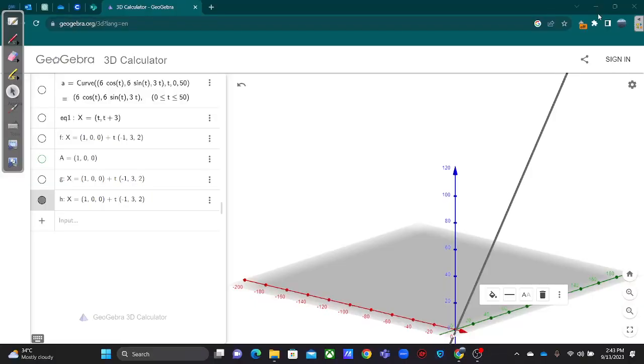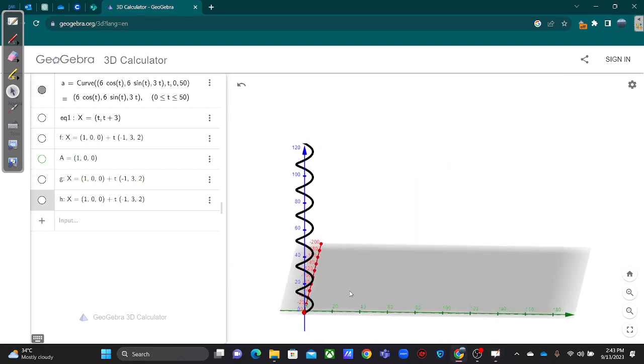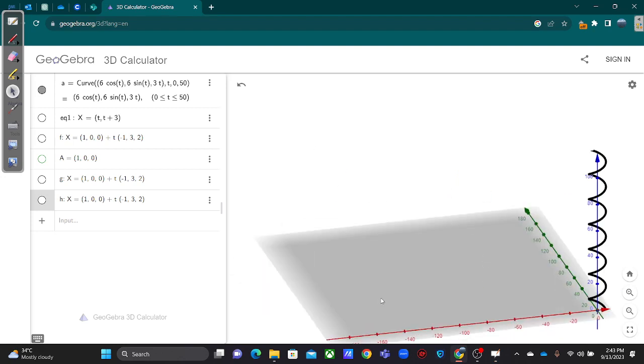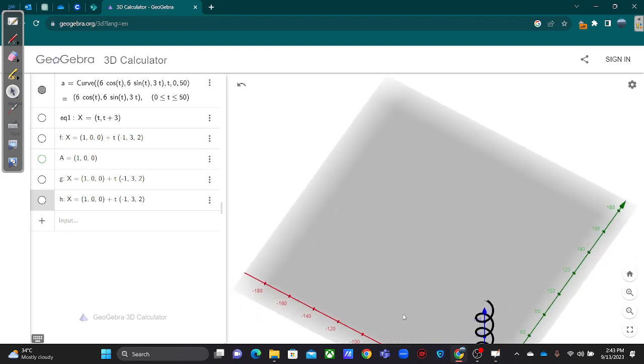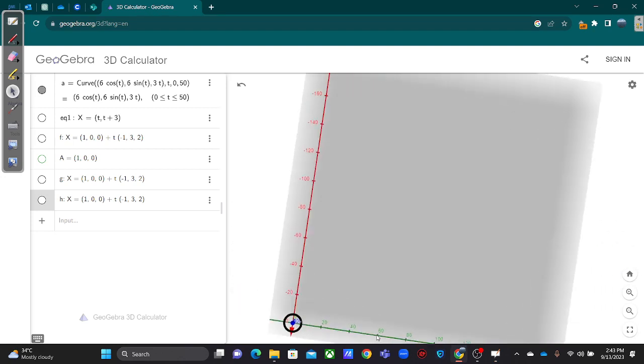Now some vector valued functions are not as simple as that. Let me draw this. Look, this is a circular helix. It is hard to draw in 2D. Look very carefully. This is a circular helix.